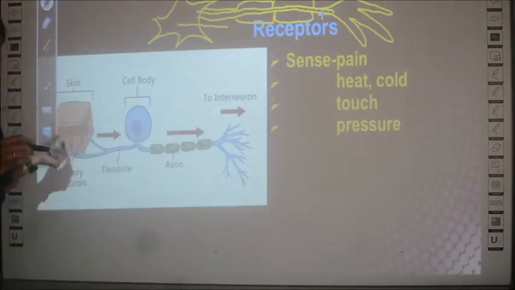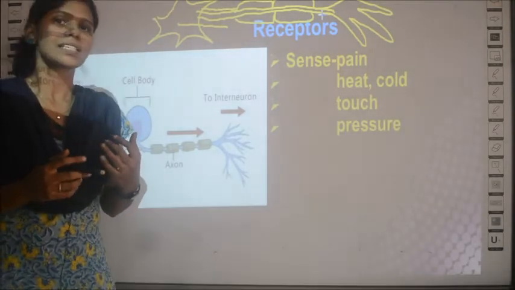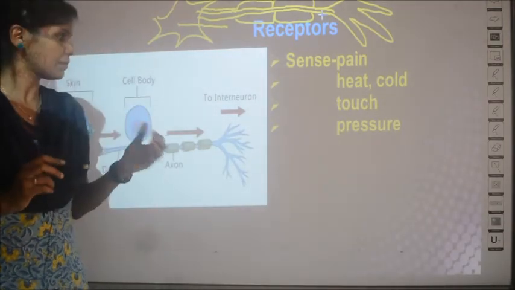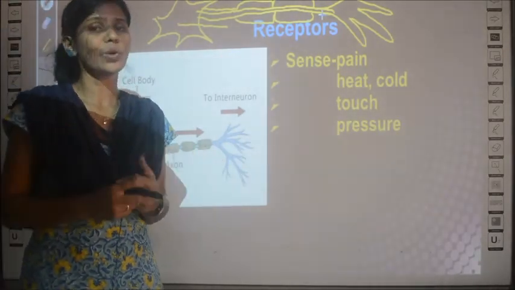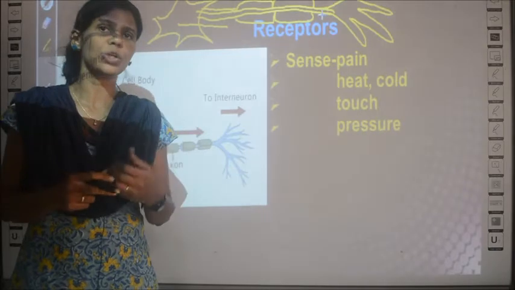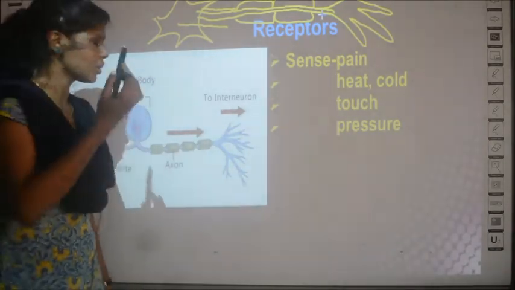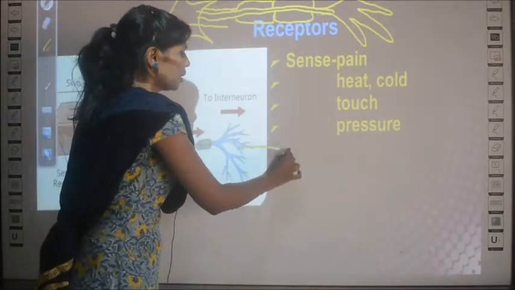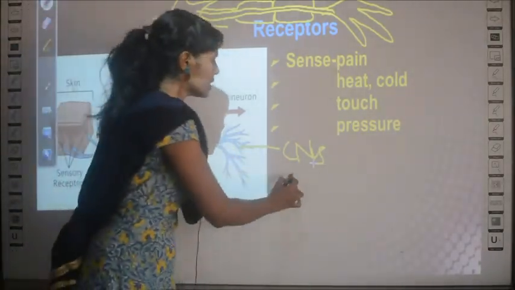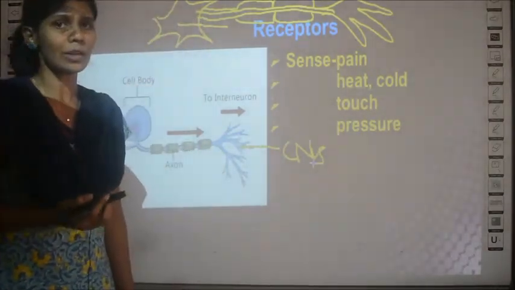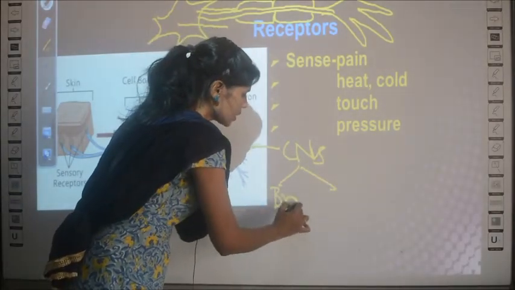So receptors are attached to a neuron. Which neurons are connected to the receptors? Sensory neurons are connected to the receptors. In the study of a reflex arc, sensory neurons are always connected to intermediate neurons. What are intermediate neurons? They are the neurons or nerves present in the CNS. What does the CNS include? CNS includes two parts. One is the brain and the next one is the spinal cord, right?